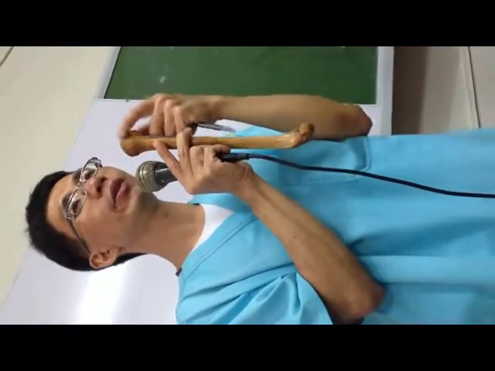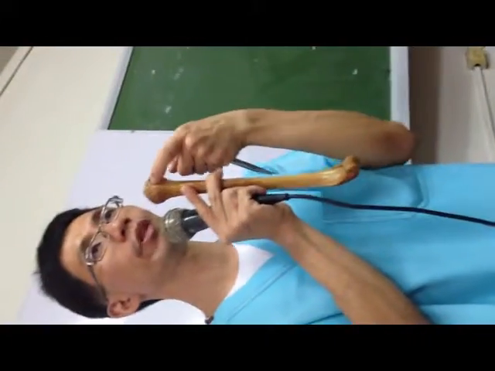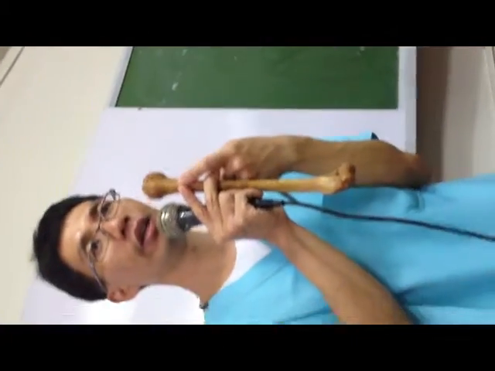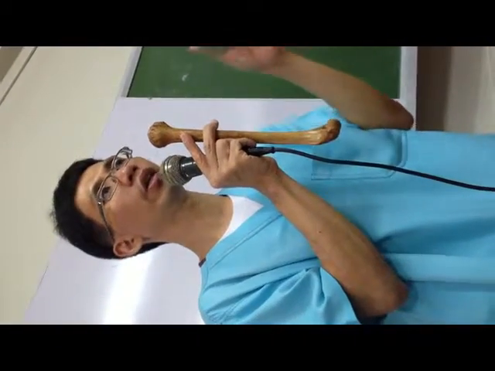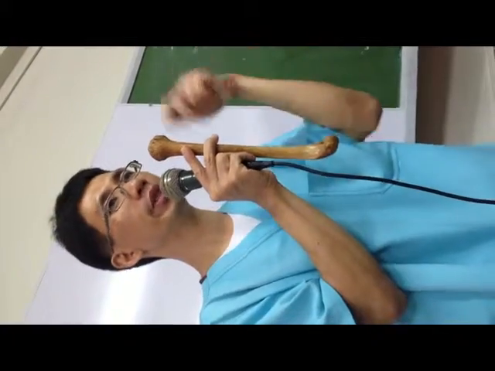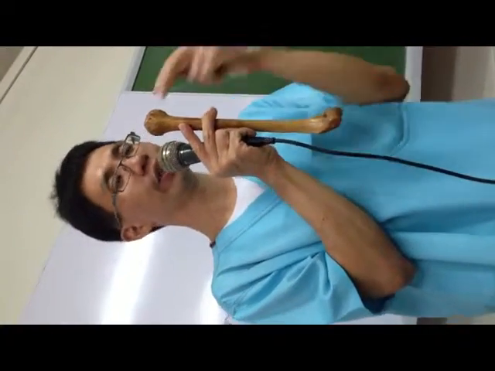Okay, in between the two tubercles is a groove. We call that groove the bicipital groove, or some would also call this the intertubercular groove. The word inter means between, tubercular, so tubercle: intertubercular groove.